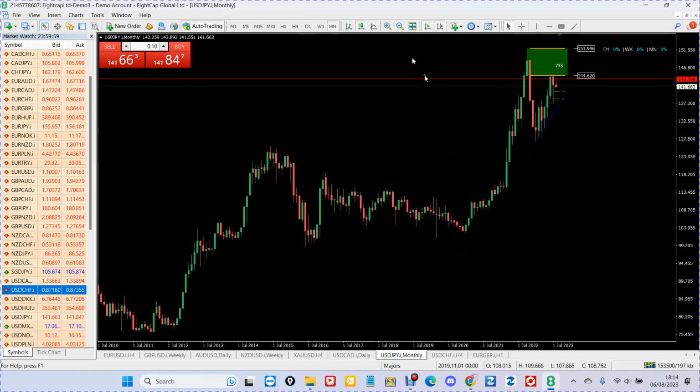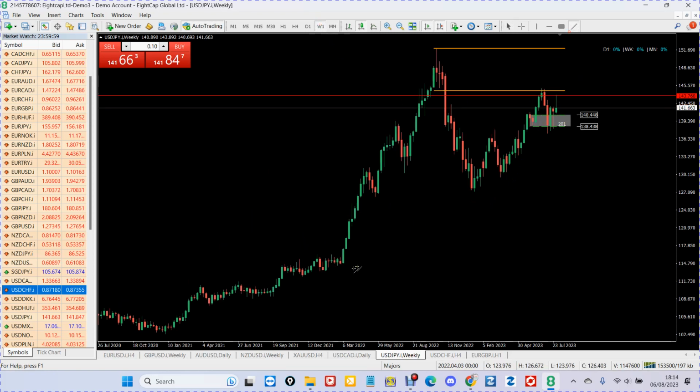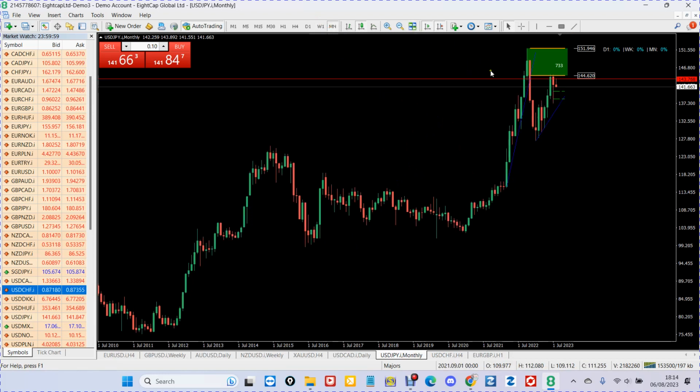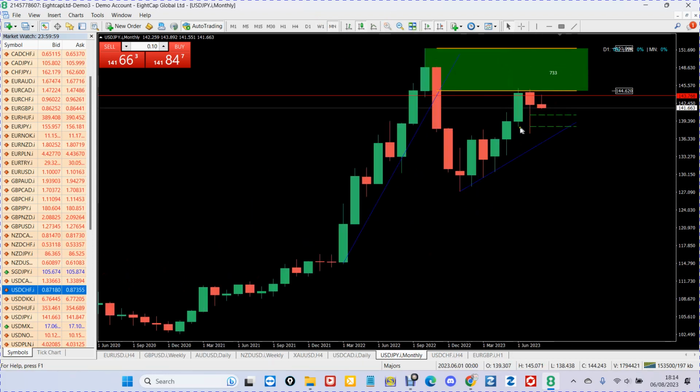Let's have a look at the dollar yen. Dollar yen bouncing from this supply because we did take out demand. And the momentum on the weekly is also being sort of taken out, all this monthly momentum. And if we come back to that monthly, let's have a look at the candlesticks at the moment.